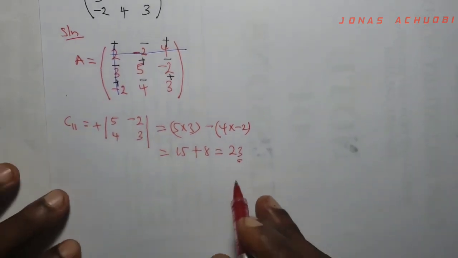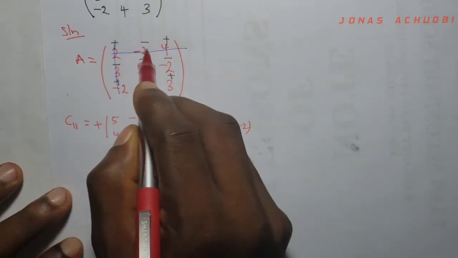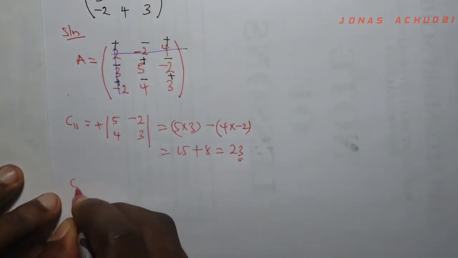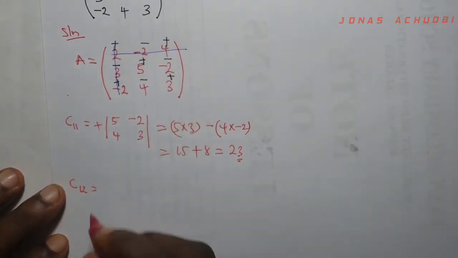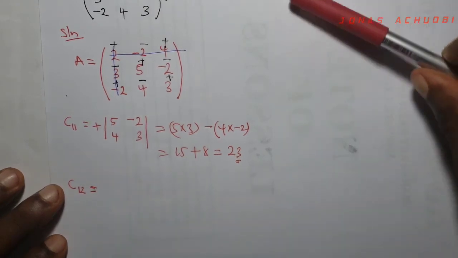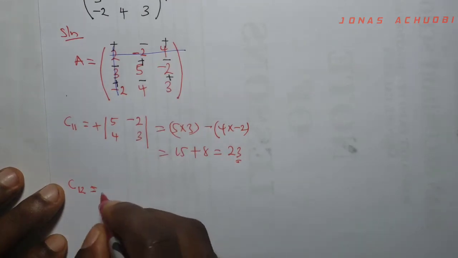So we'll go ahead and get the second cofactor for the next entry, A12. So we call that C12. C12 means the cofactor that corresponds to the entry A12. So that will be what? Again, we fix the sign. What sign would that be? This is plus, this is minus. This has to be minus.